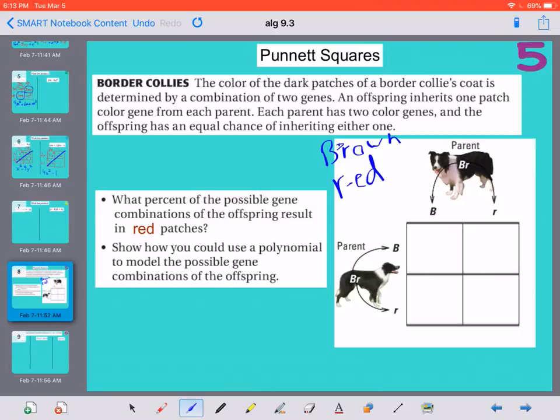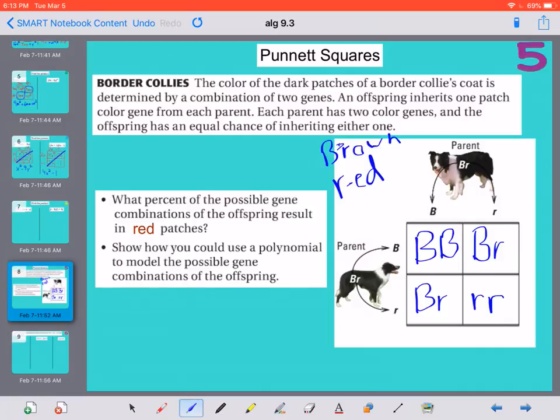Two big B's is going to give us B and B. B times R is going to give us B and R. R times B is going to give us B and R again. And then R times R is going to give us R and R. So it looks like R is the small, which means that R is our recessive. So we would have to have both little r's to get a red patch.